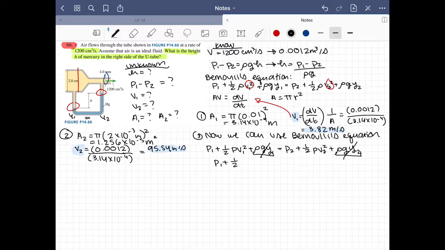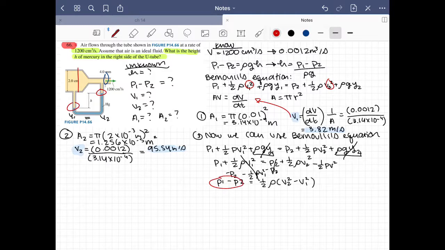So now we can rewrite the equation. P1 plus 1/2 times the density times V1 squared is equal to P2 plus 1/2 times the density times V2 squared. Then we subtract P2 from both sides, and we subtract 1/2 density times V1 squared. If we rewrite the equation, we get that P1 minus P2 is equal to 1/2 of the density times V2 squared minus V1 squared. And so now we have found the value of P1 minus P2, which we can use in the other equation.